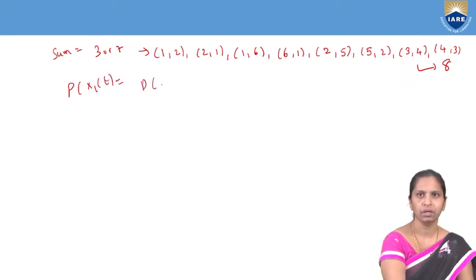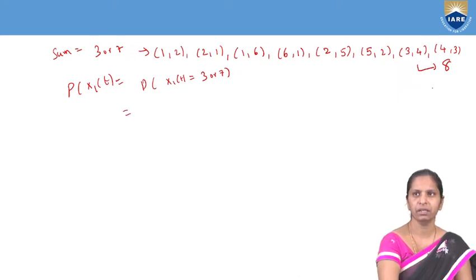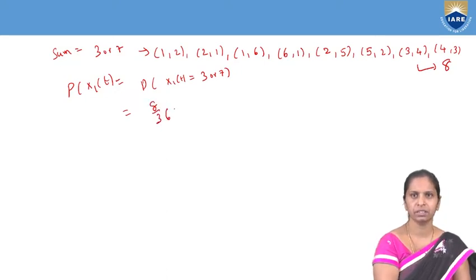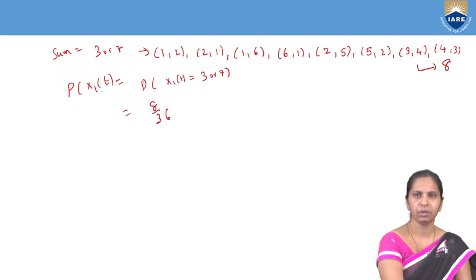It's nothing but P of x1 of t. When I get the sum is 3 or 7, what is the probability? I am getting only 8 possibilities out of 36. Then what is the probability here? 8 by 36. So therefore, what is P of x1 of t? Nothing but 8 by 36.